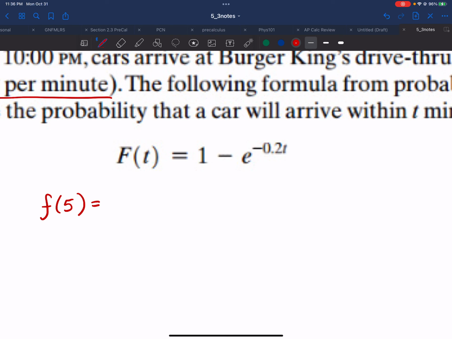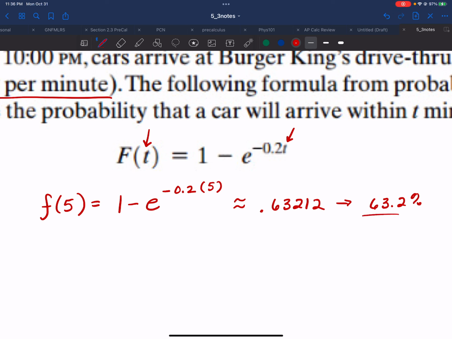Will a car arrive in the next 5 minutes? We're just going to put in e to the negative 0.2, and we're going to substitute in 5 for t. Notice that when your input here is t, that's where that number is going to go. And if you go ahead and put this in your calculator, you get 0.63212. And that is a percentage in decimal form. So it's really a 63.2% chance that in the next 5 minutes you'll have a car, right?